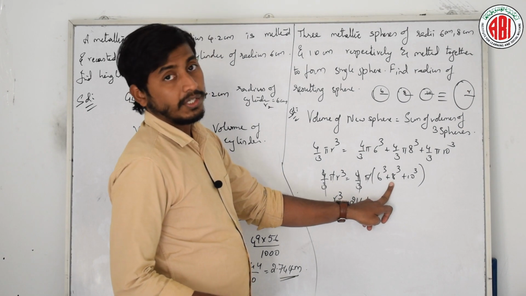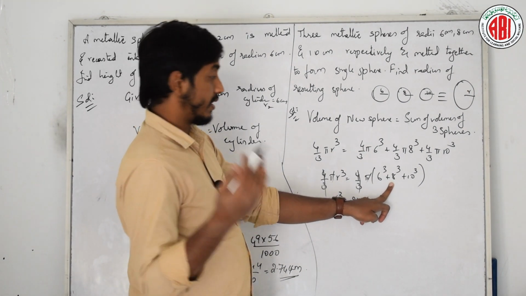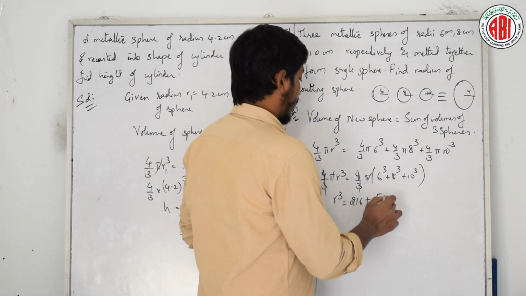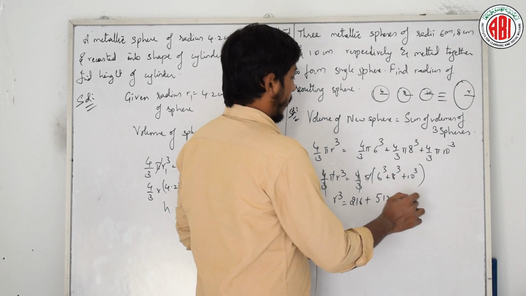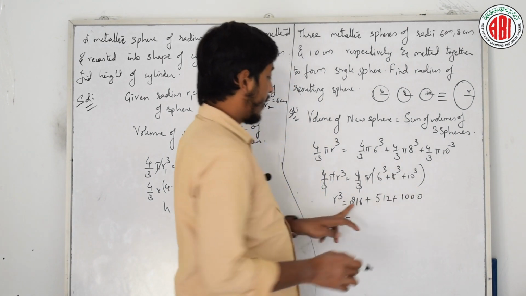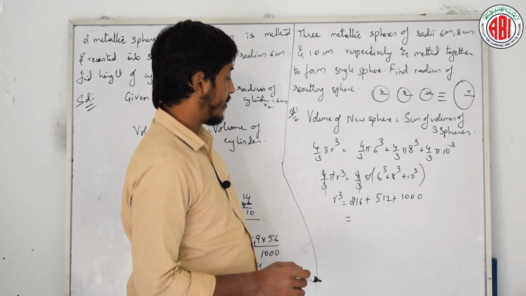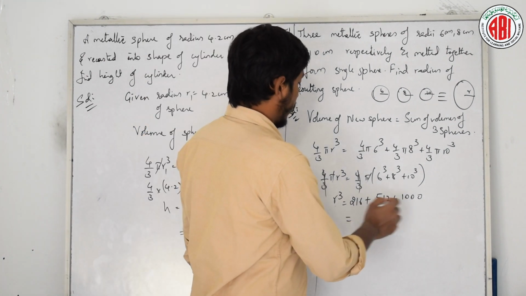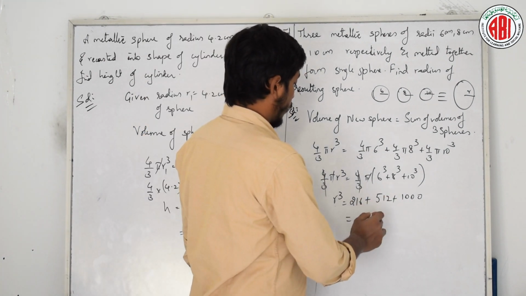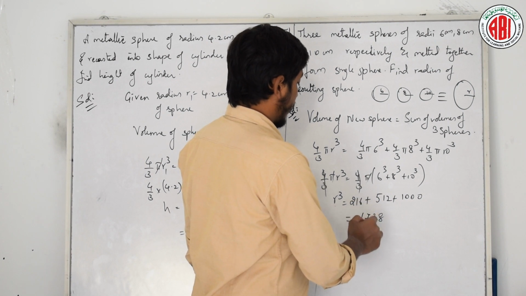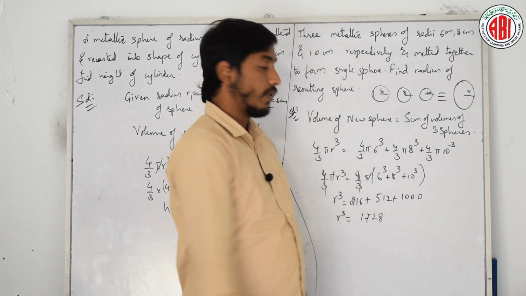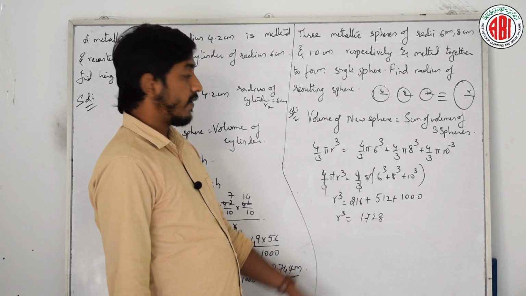What about 8 cube? 8 into 8 is 64. 64 8s is 512. What about 10 cube? 1000. Just add everything. What do we get? That is, how much is it? 6 plus 2, 8. And the next 1, 2, 5, 6, 7 and 1. This is r cube. Now, what is the cubic root of 1728?